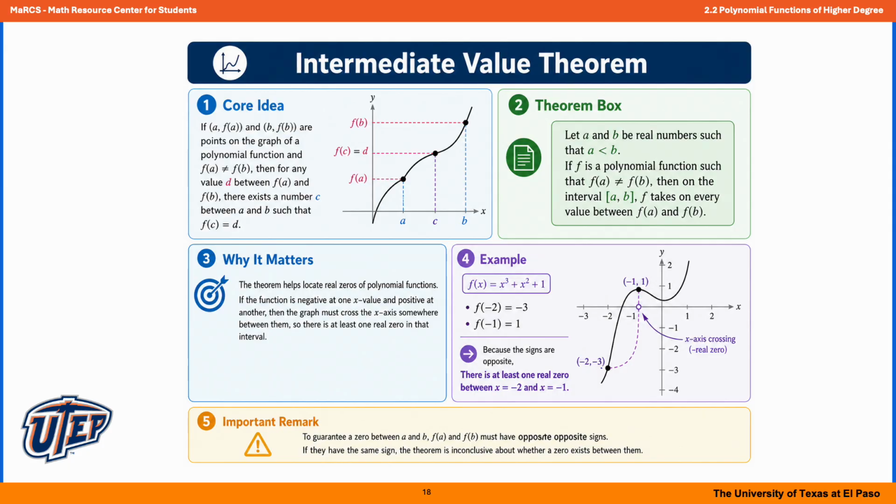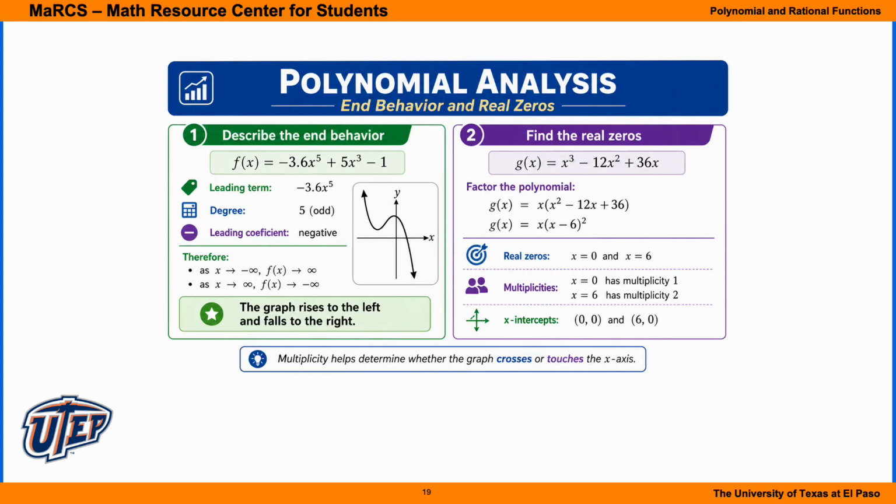So in order to guarantee a zero between a and b, f of a and f of b, or our y values, must have opposite signs. If they have the same sign, then this theorem is inconclusive and we cannot guarantee a zero between those 2 values. So here's some more practice regarding the end behavior and real zeros of polynomials.